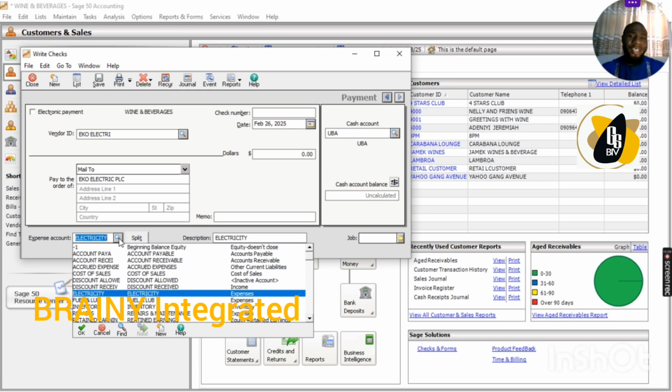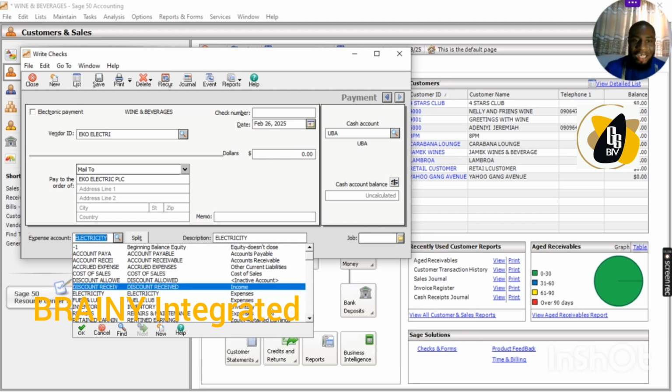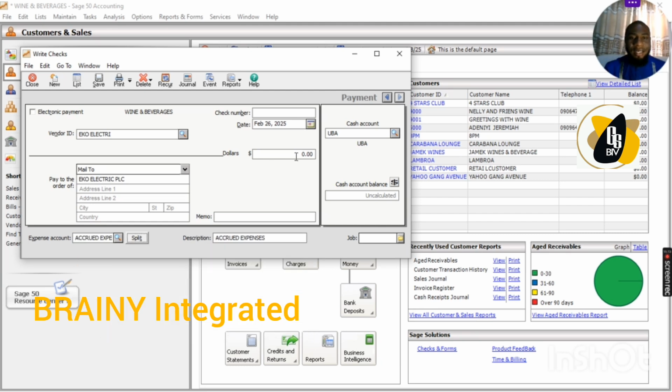All right, so now we are crediting UBA and we want to debit accrued expense. Remember, it is accrued expense that is still showing in the statement of financial position. So I'm going to look for accrued expense now, and we're going to do one after the other so that you see the effects. The first we want to pay is Eco Electricity, and that was 125,000. Any memo you like, you put here. I click on save, it has saved.